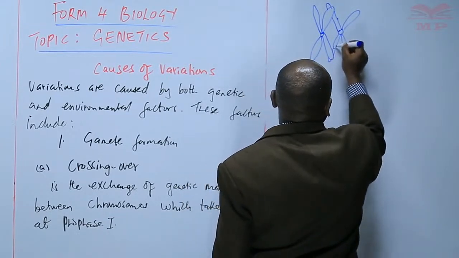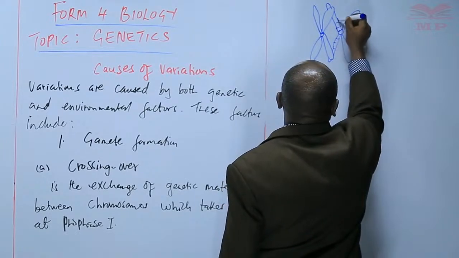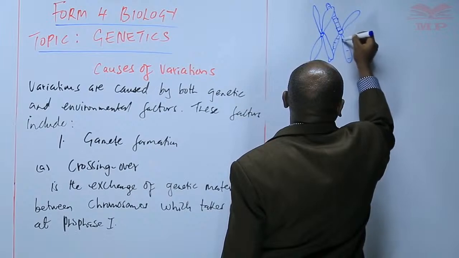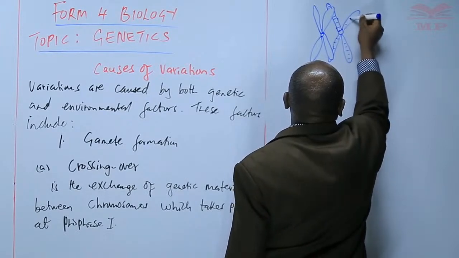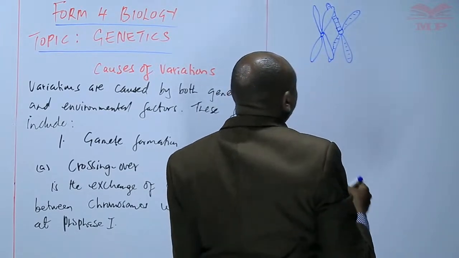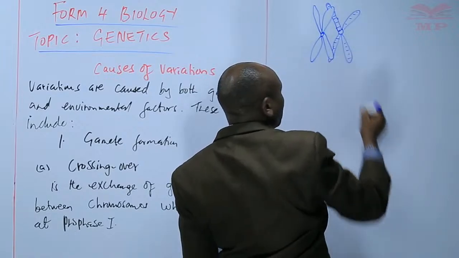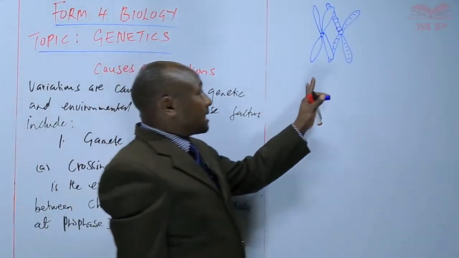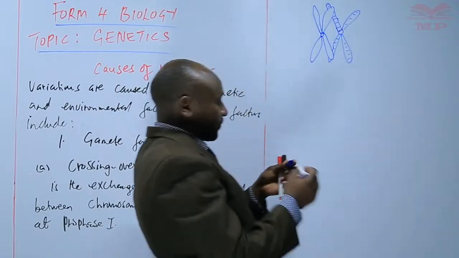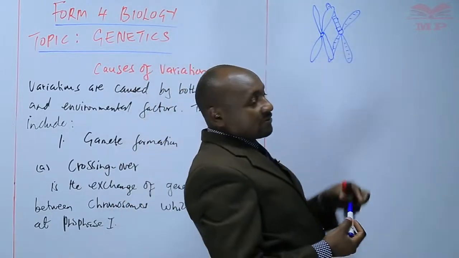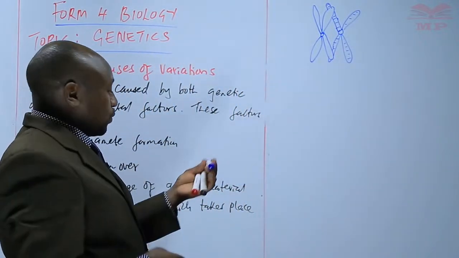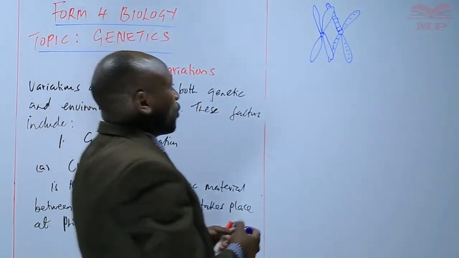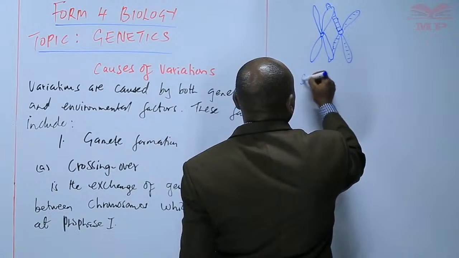Let's say we shade one so that we can distinguish them. Although when we are drawing diagrams in biology, we are not supposed to shade, I'm just using this to show the distinction that this chromosome is different from the other chromosome. So these chromosomes, when they come together and intertwine, we refer to this as synapsis.